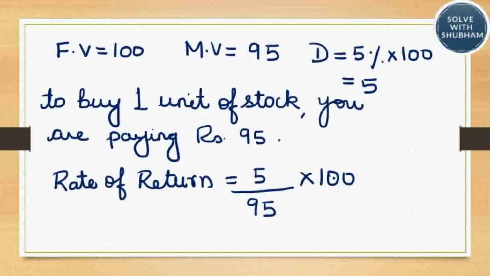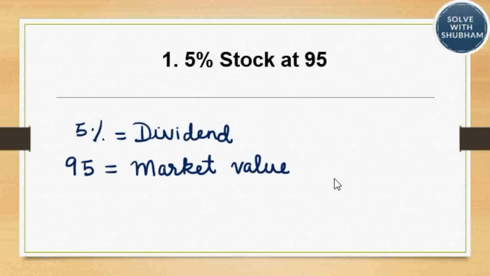So when you come across this statement, 5% stock at 95, this 5% would signify your dividend percentage, 95 would mean your market value. Face value is not given, so we will take it as 100.